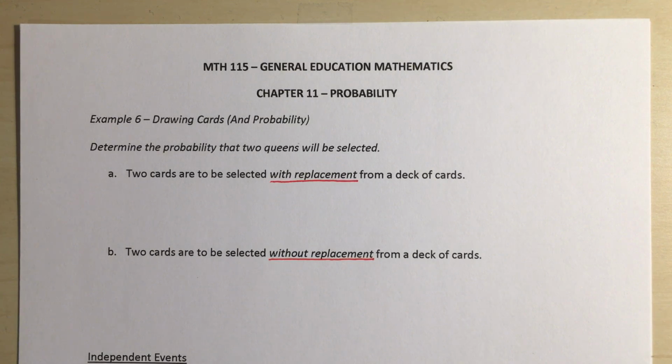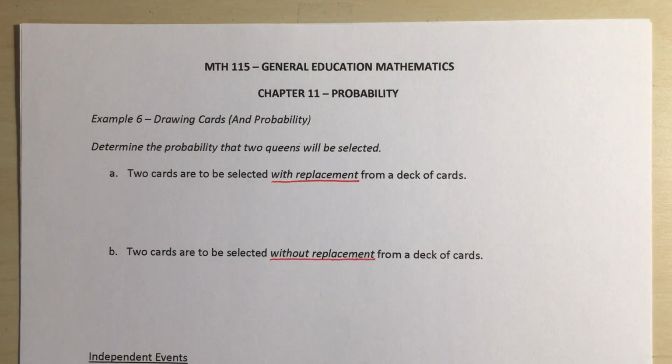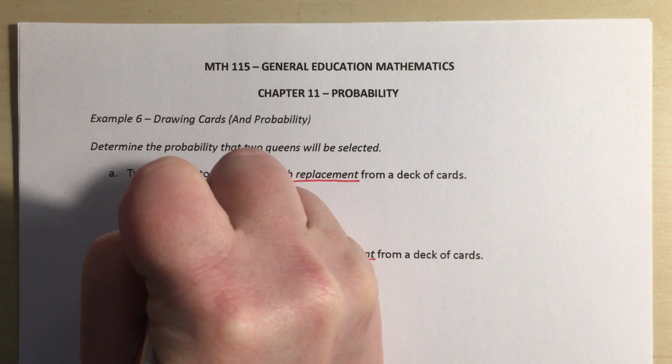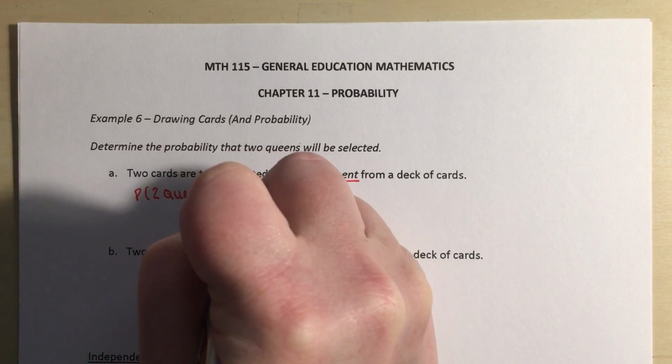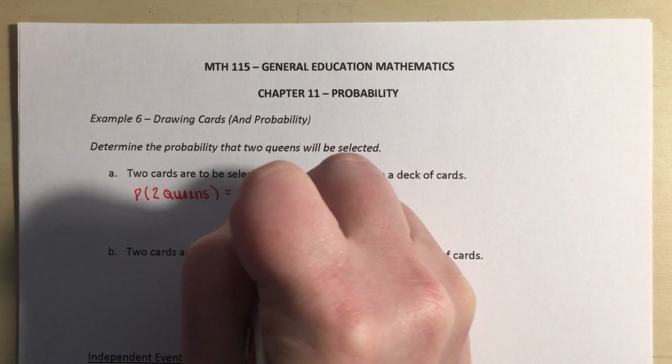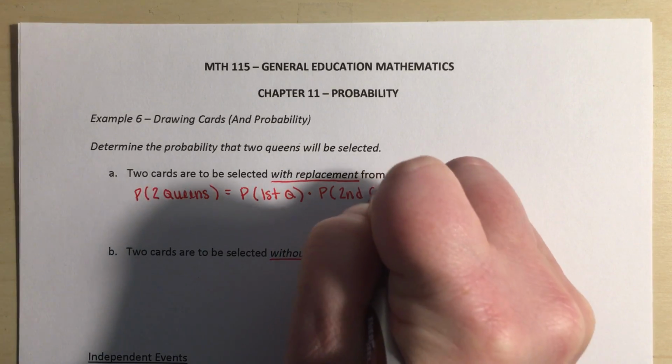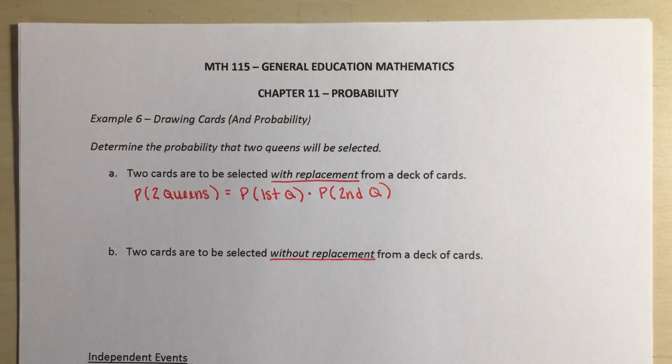So 2 cards are to be selected with replacement, and 2 cards are going to be selected without replacement. In both cases, we're looking for the probability that 2 queens will be selected. Right? So our probability of 2 queens using our multiplication rule is going to be the probability that our first card is a queen times our probability that our second card is a queen.